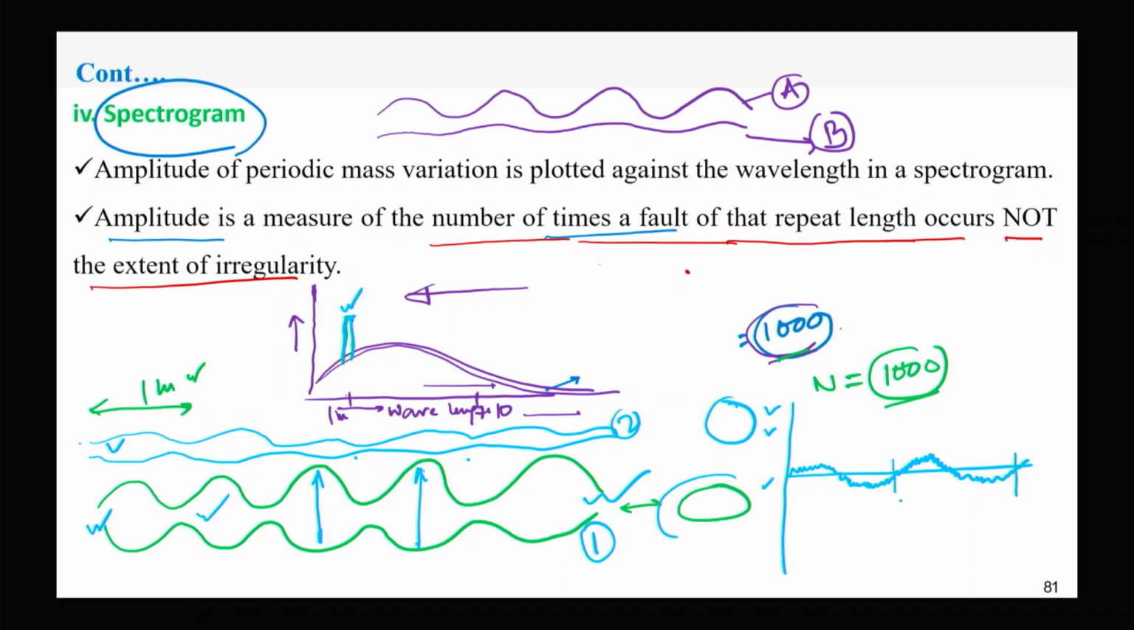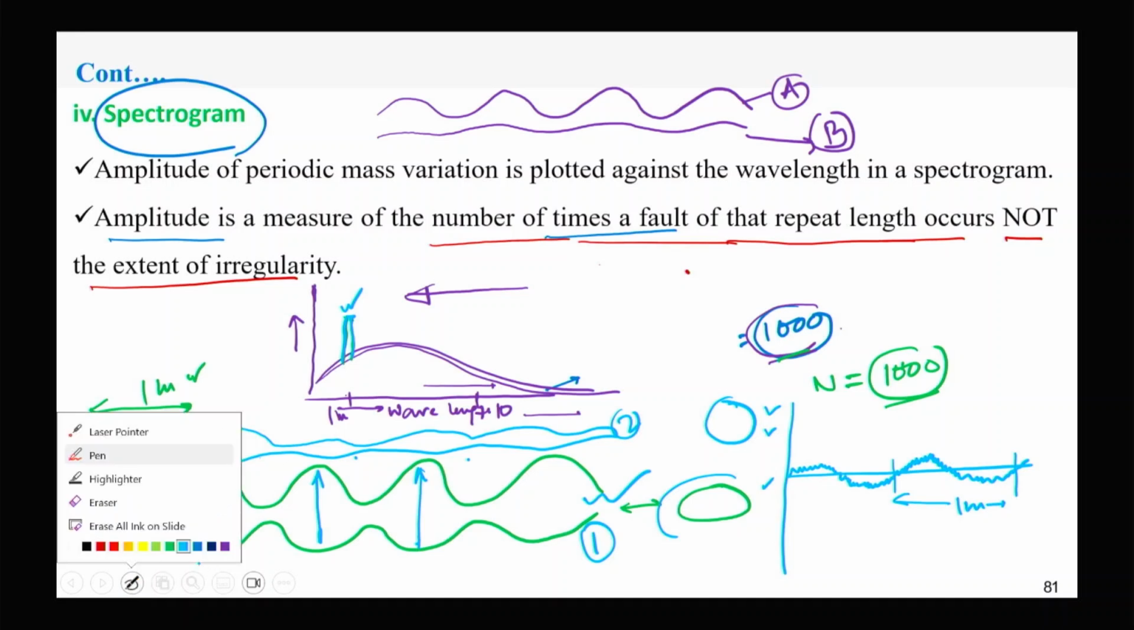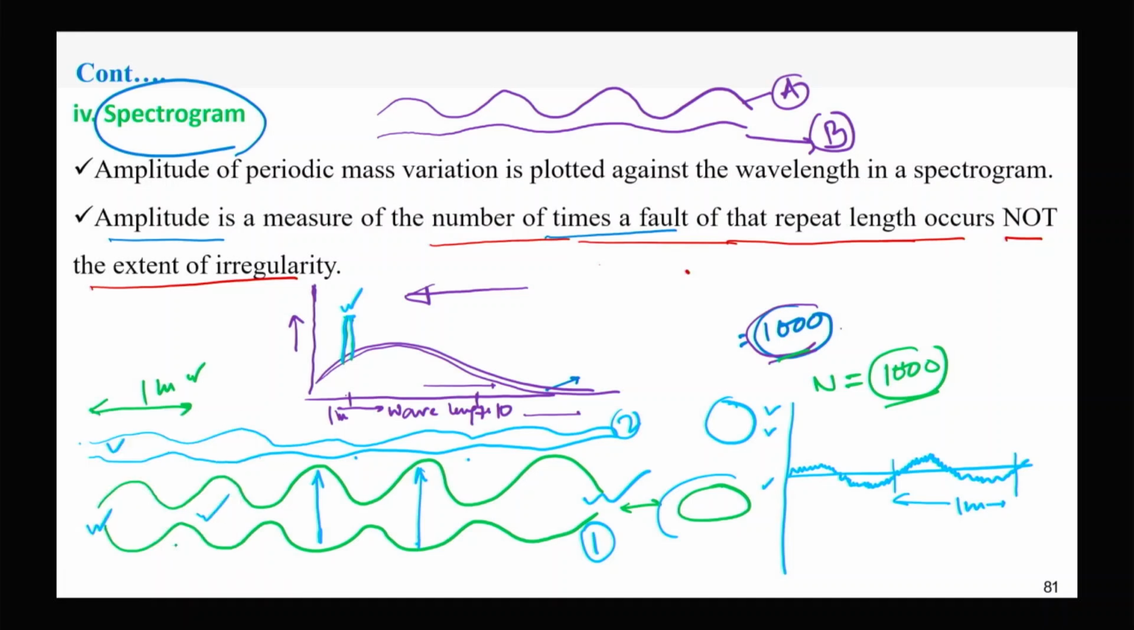So this will be wavelength 1 meter, and the diagram of yarn 1, which is the green color, will be with a higher text. This will be the difference. So if we want to know the extent of variability, we can refer to the diagram we have discussed.